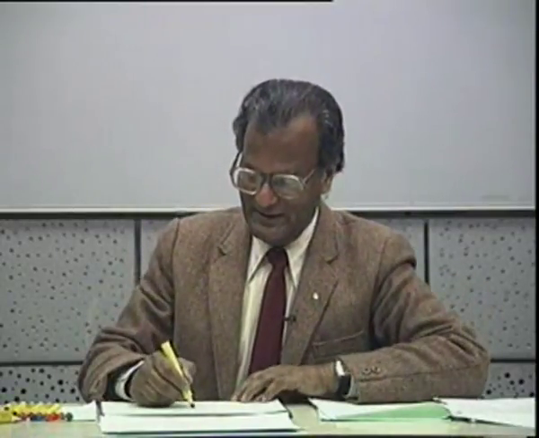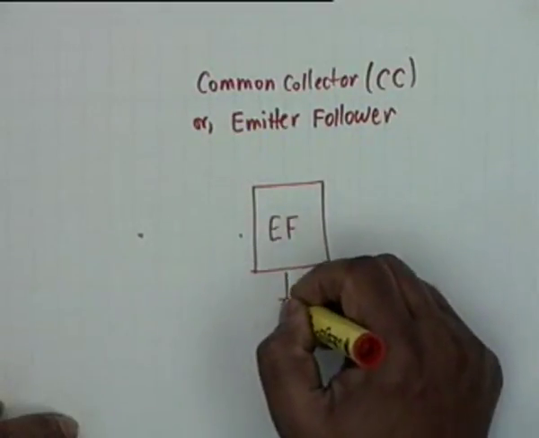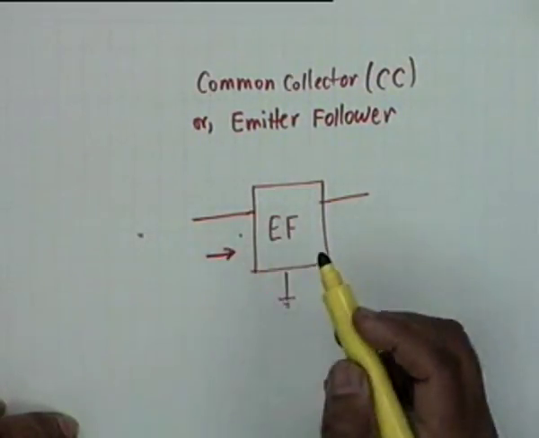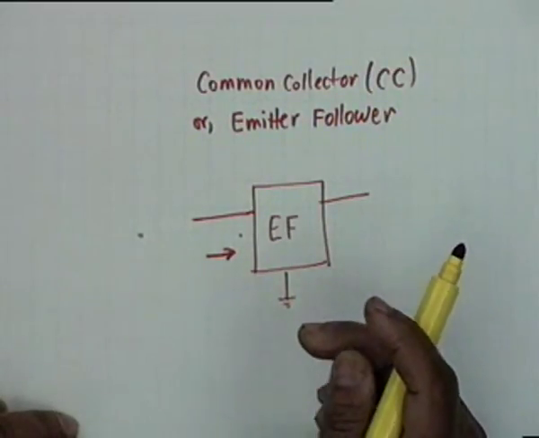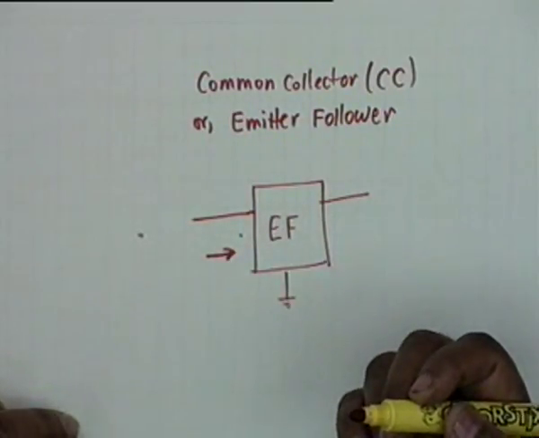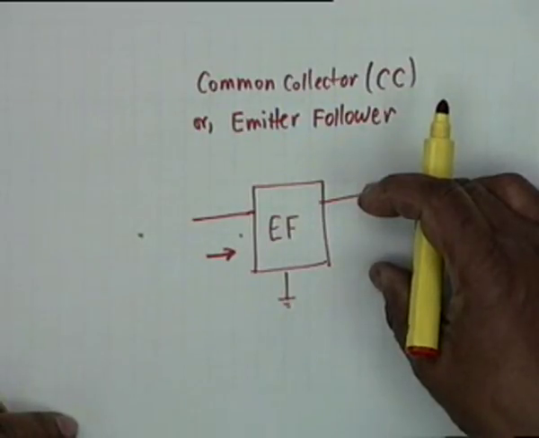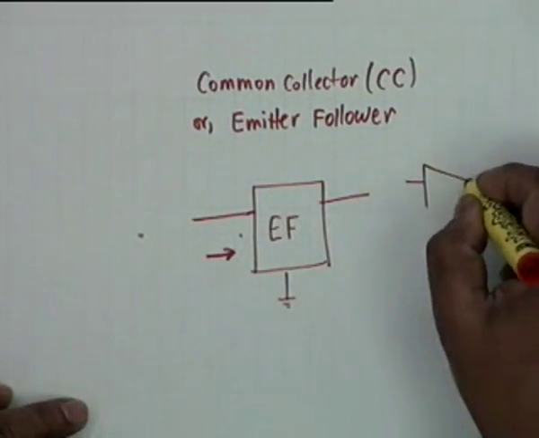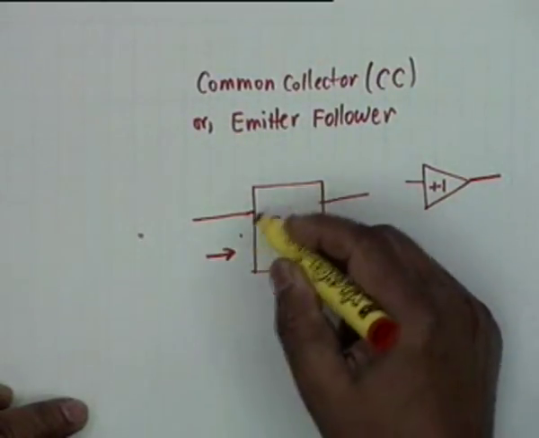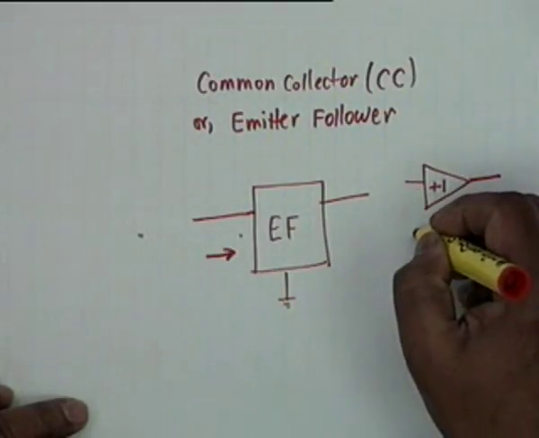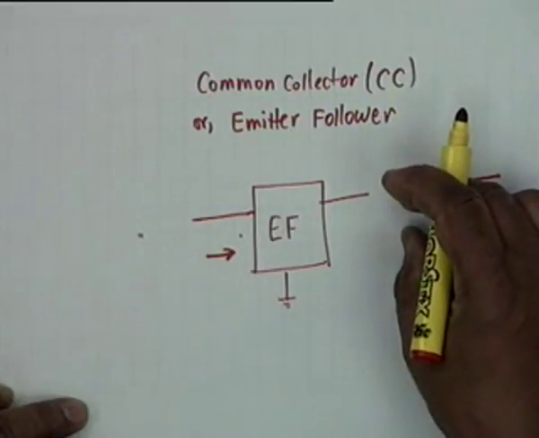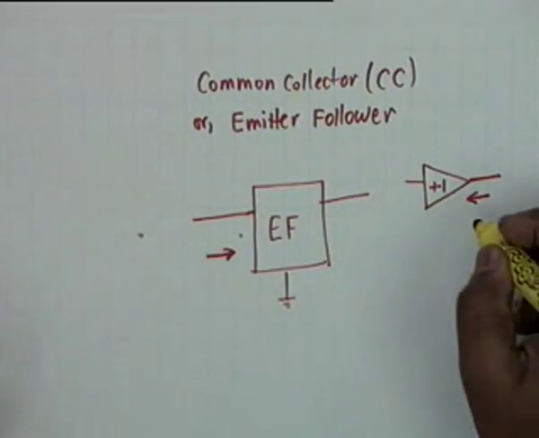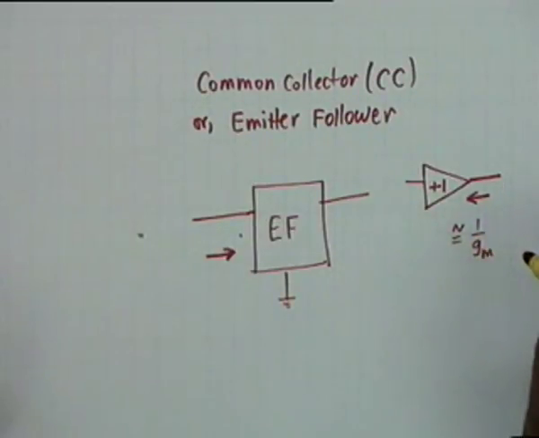But the major use of this circuit, let me point out right here. If I call this the emitter follower, this is the input and this is the output. The emitter follower has the property that the input impedance is very large. And therefore, if you connect a voltage source here, the output shall be virtually decoupled from the source. Suppose you have an amplifier of gain plus 1, which the emitter follower is, and if you apply a source here, the output does not interact with the input because the source fits into a high impedance. The output impedance usually is small. In an emitter follower, the output impedance is of the order of 1 by GM, all right.